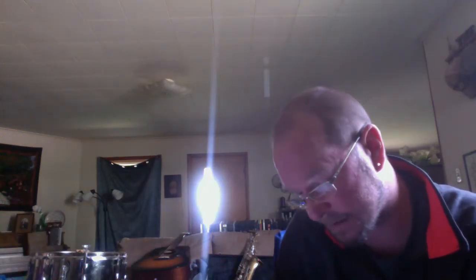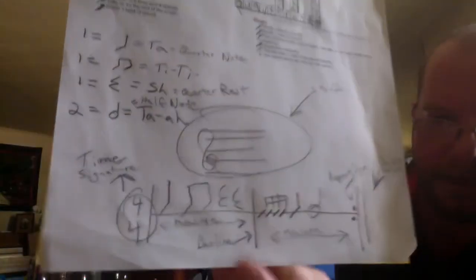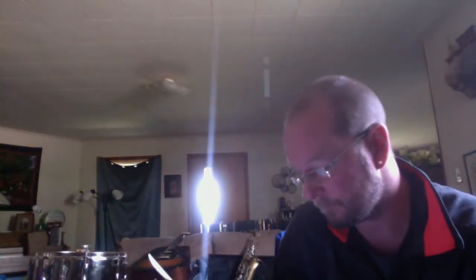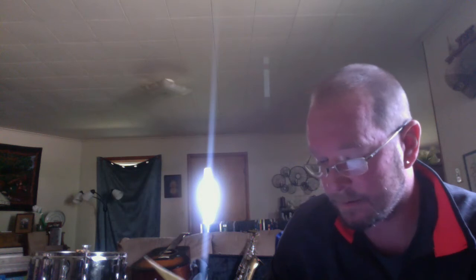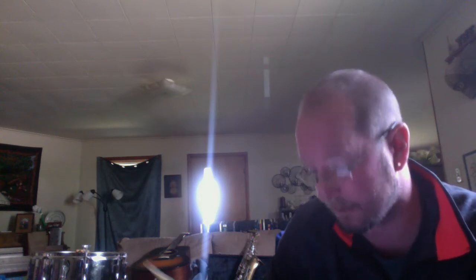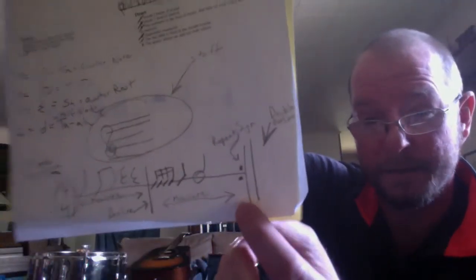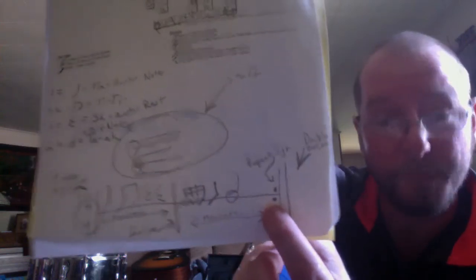Number six separates the measures. And I'm sure you know the answer to that. It separates the measures. It's this thing right here, this line. It's called a bar line. Next, seven down, the two dots in front of the double bar line. Remember, the double bar line is here at the end. The two dots in front of it are called the repeat sign. It tells us to play again.